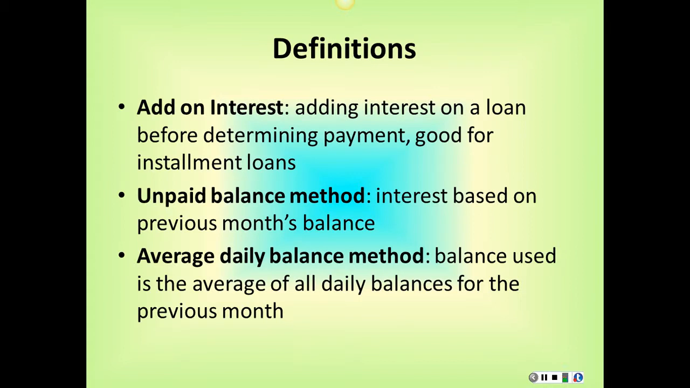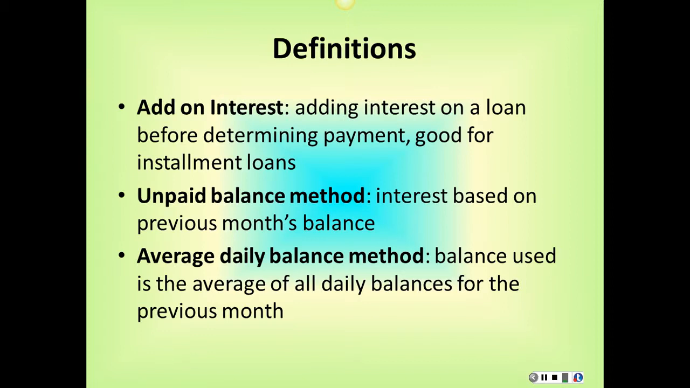Unpaid balance method is where the interest is based off the previous month's balance. So in other words, each month you figure out the finance charge on the previous month, and then combine that with any extra charges on a credit card, for example, plus any payments that you made. That determines the next month's balance.